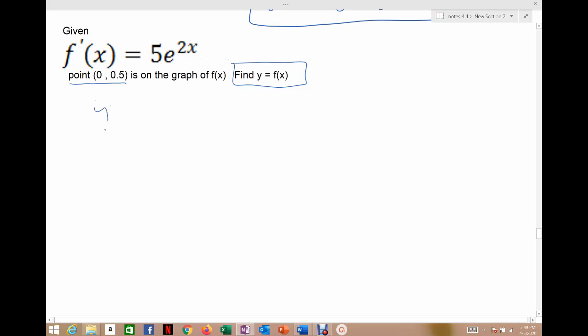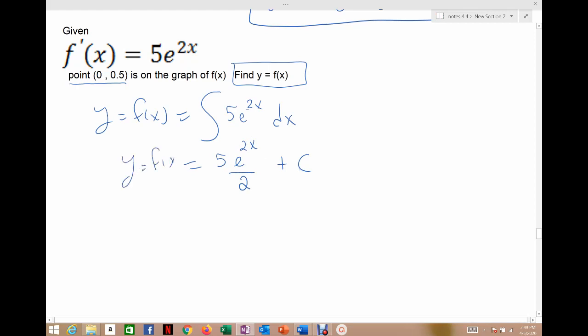So again, first thing I want to do is undo the derivative. I want to find all possible functions, so I undo my derivative and find my antiderivative. Remember, this is e to the 2x, so my rule gives 5e to the 2x, divided by the 2, that k value, and then plus some unknown c. That would be all possible functions.